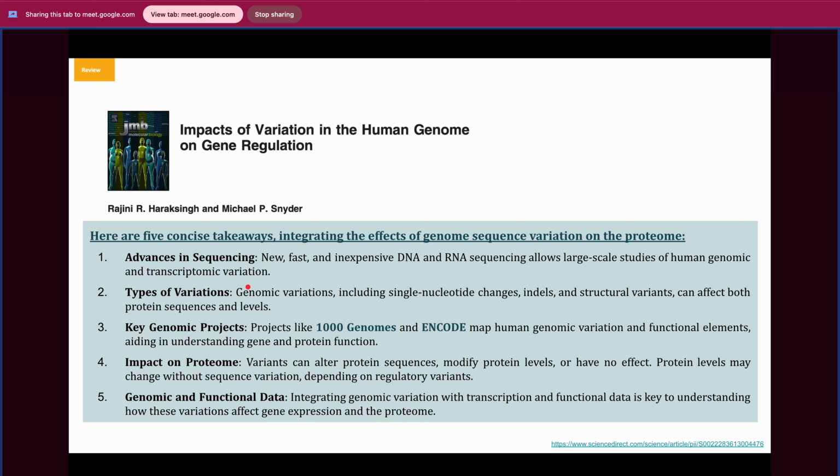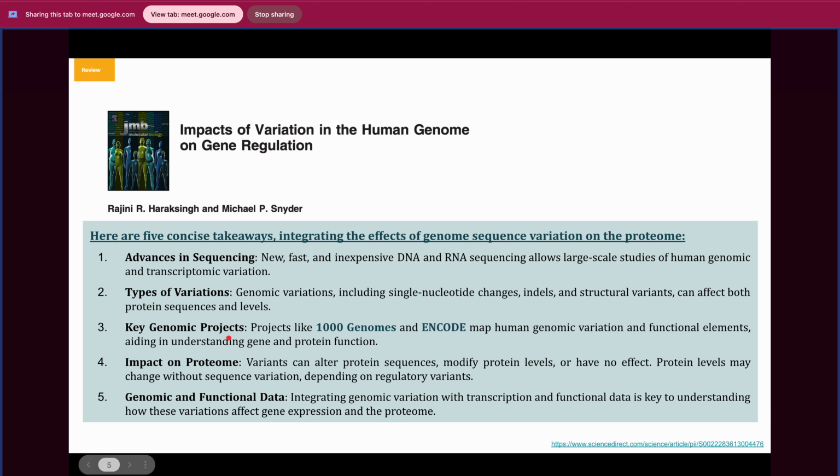They have mentioned that with the advances in sequencing techniques, it is now possible to obtain the sequence of DNA and RNA, and we can also perform large-scale studies of human genomic and transcriptomic variations. With this, we can also identify the types of variations, because genomic variations are of multiple types. They can be single nucleotide changes or they can be insertions, deletions, and structural variants. These variants can affect the protein sequence as well as the level. And in some scenarios, even if they don't affect the protein sequence, they can regulate the expression of a protein.